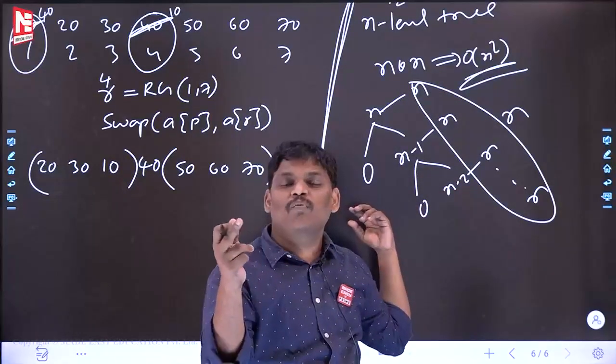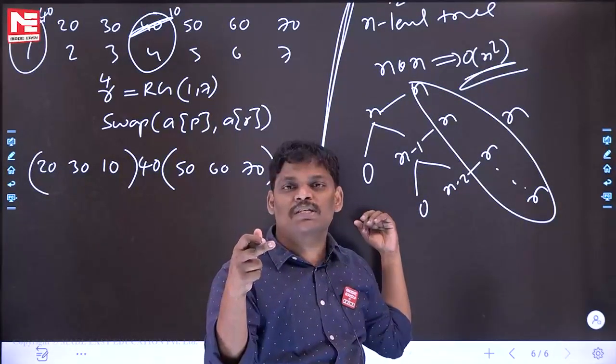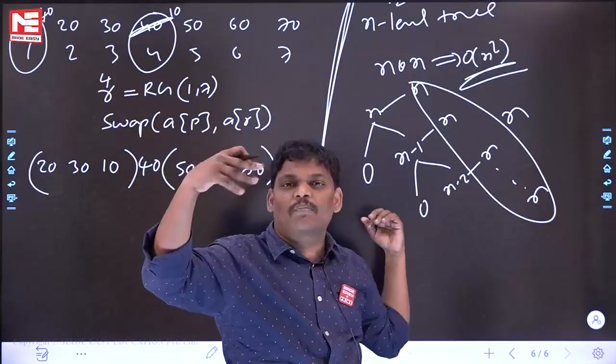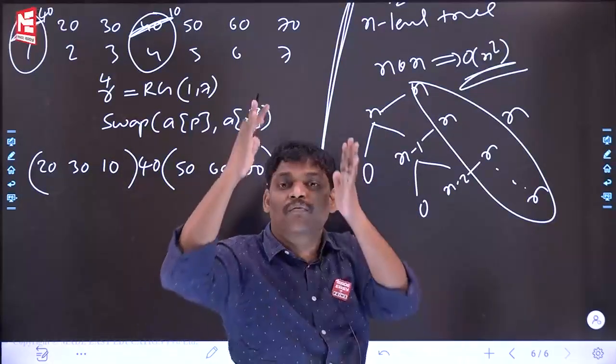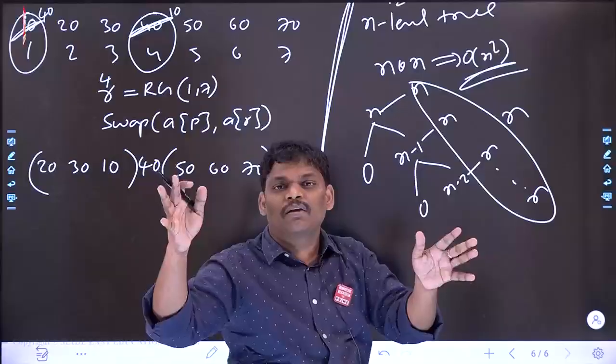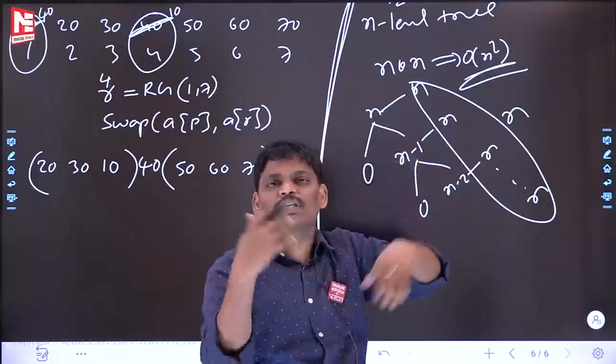Can you say what is the meaning of the worst case of quicksort? What is the meaning of the worst case of quicksort? Whenever quicksort is going on, in the partition algorithm, every time, one side gap is there. Every time the worst thing is happening.